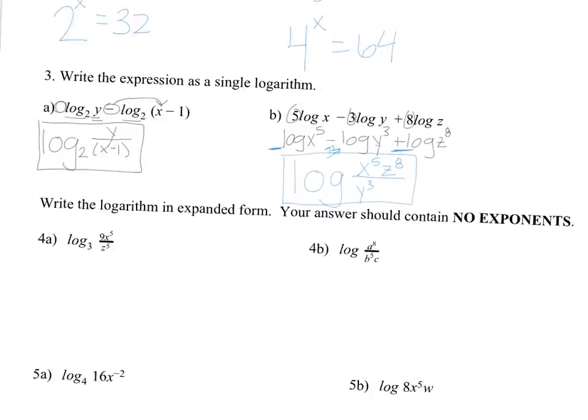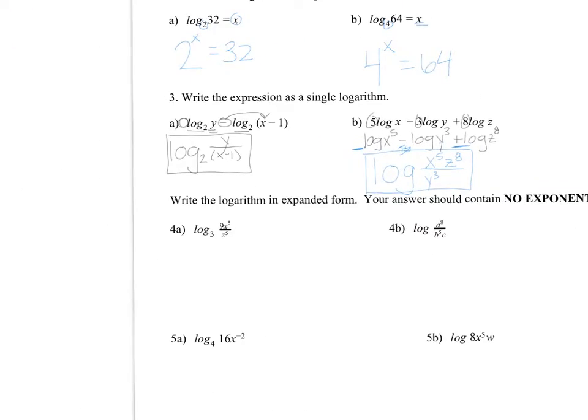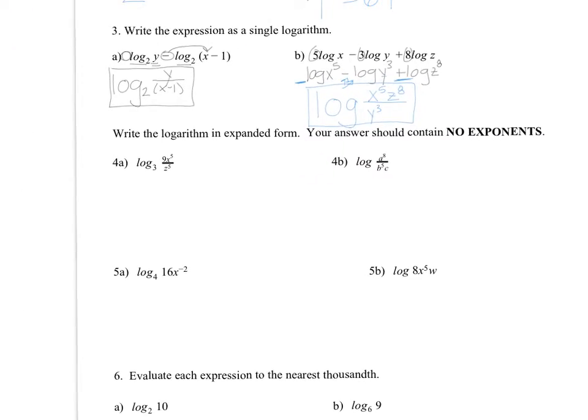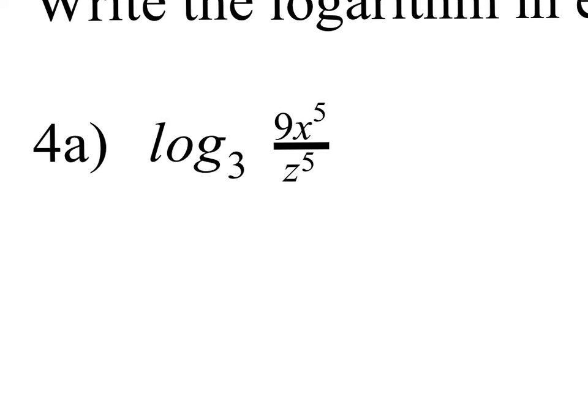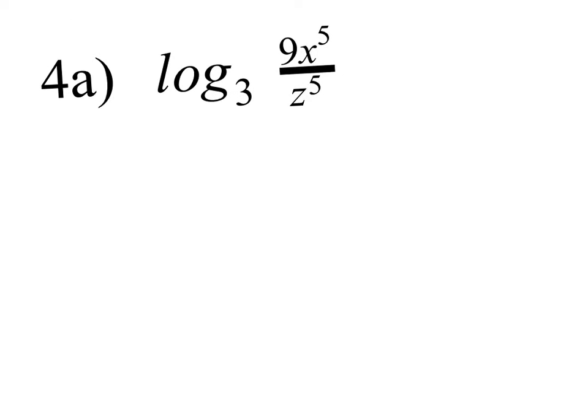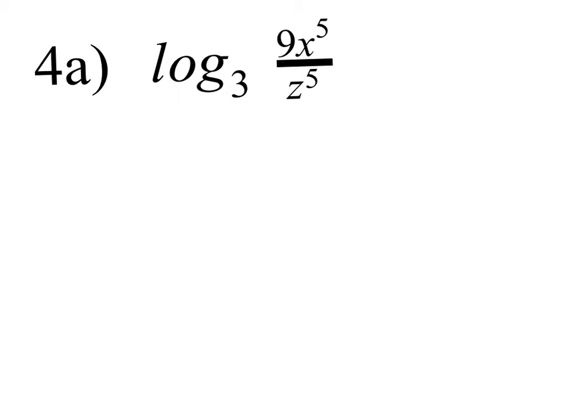That's the only two I have. And now, write in expanded form. I don't want any exponents. So when I'm looking at this, there's two ways you could do this. First, I'm going to get rid of my multiplying here. I'm going to separate each of these and my division here.